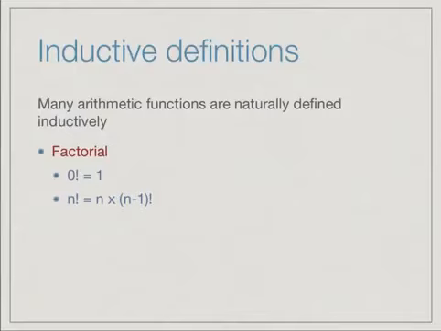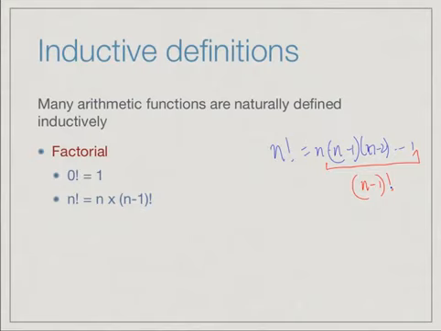The first and most common example of a function defined inductively is the factorial function. We say that 0 factorial is 1, and then we say that n factorial can be obtained from n minus 1 factorial by multiplying by n. Remember that n factorial is nothing but n into n minus 1 into n minus 2, this product all the way down to 1. So what we are observing is that after n, what appears can be rewritten as n minus 1 factorial. So inductively, n minus 1 factorial can be extended to n factorial by multiplying by the value n.